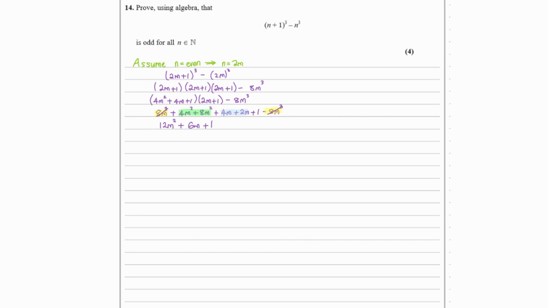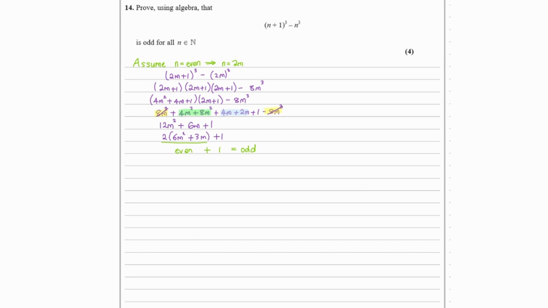Because we're trying to prove that it is odd, we can now factorize the first part of the equation by factoring 2 out. So this would give us 2(6m² + 3m) + 1. Because we're multiplying this bracket by 2, this means that this would be an even term. And because we're adding 1 to the even term, that means this would give us an odd number. So we have shown that when n is even, this expression would always give us an odd number.